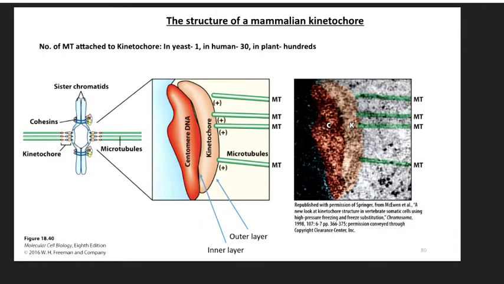Association: microtubules or the spindle fibers are actually bound to the plus side of the kinetochore. This is the outer layer. This is the inner layer. So the plus ends of the microtubules are bound to the outer layer of the kinetochore. And this is the centromere DNA, which is part of the sister chromatid itself.